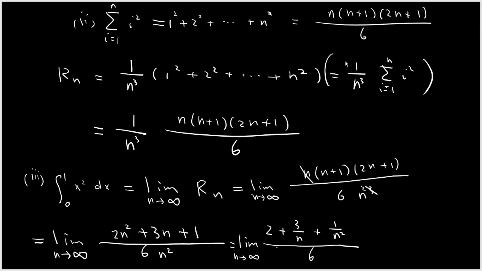Anybody want to tell me the final answer? As n approaches infinity, the limit of the second term on the numerator is 0. The limit of the third term on the numerator is 0. The limit of the constant 2 is the constant 2 on the numerator. The limit of the constant 6 on the denominator is also 6. So the final answer is 2 over 6, which is the same as 1/3. So 1/3 is the answer to the definite integral.